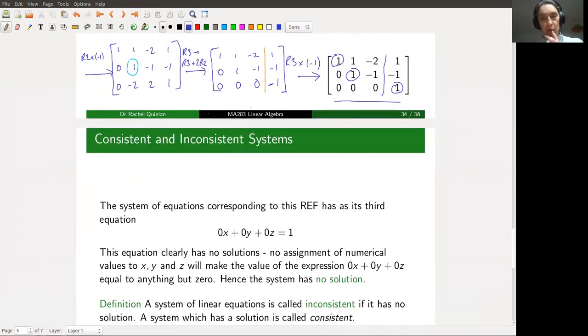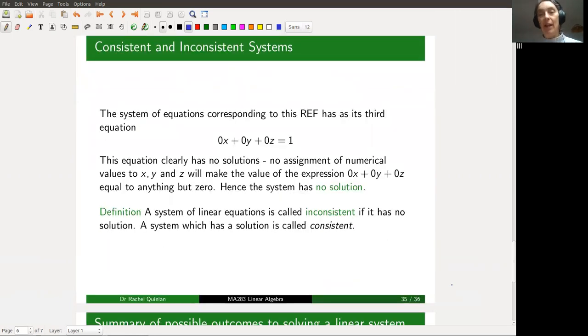So here's our row echelon form. The system of equations corresponding to this row echelon form has as its third equation 0x plus 0y plus 0z equals 1. And that equation certainly does not have solutions. There's no assignment of numerical values to x, y, and z that can make 0x plus 0y plus 0z equal to anything but 0. So our conclusion is the system has no solution, because any simultaneous solution of the equations in the original system would have to be a solution of this one as well. And so a system of linear equations is called inconsistent if it has no solution, if there's no assignment of real values to the variables that would satisfy all the equations, and a system which has a solution is called consistent.